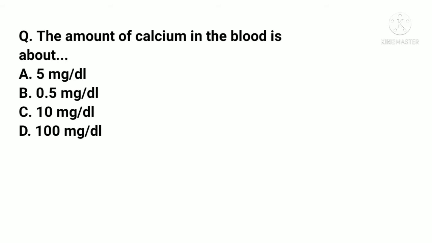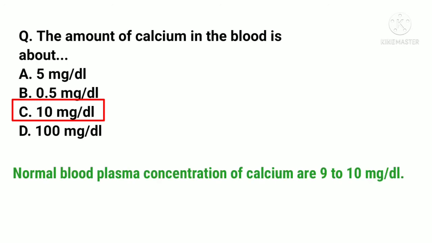The amount of calcium in the blood is about A. 5 mg per dl, B. 0.5 mg per dl, C. 10 mg per dl, D. 100 mg per dl. And the correct answer is C. 10 mg per dl. Normal blood plasma concentration of calcium is 9 to 10 mg per dl.